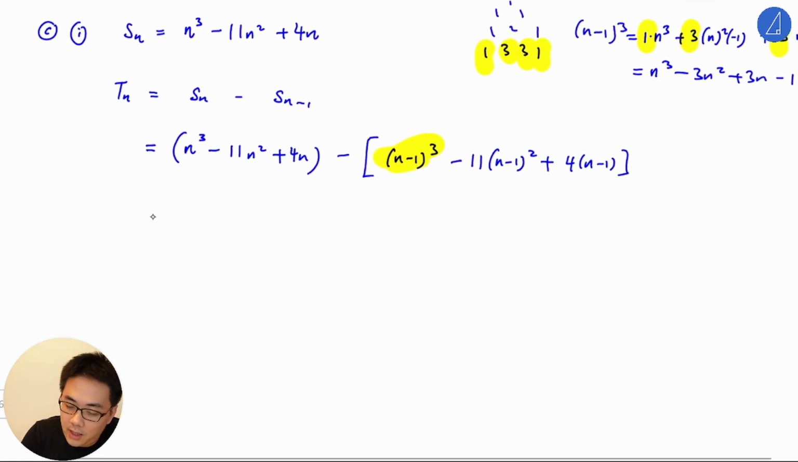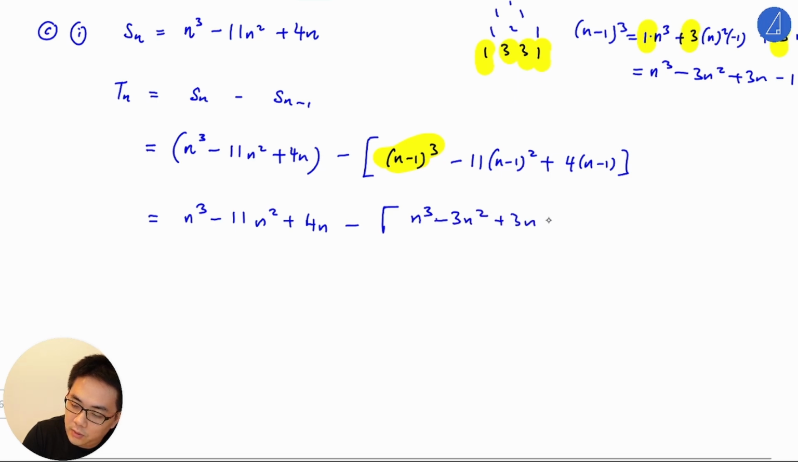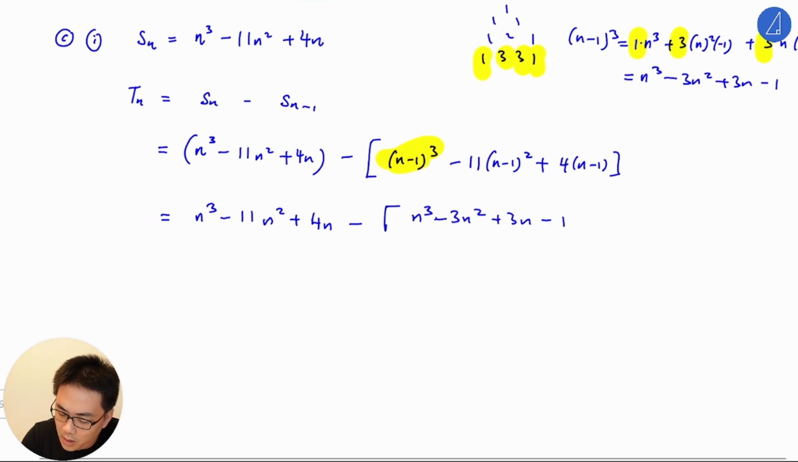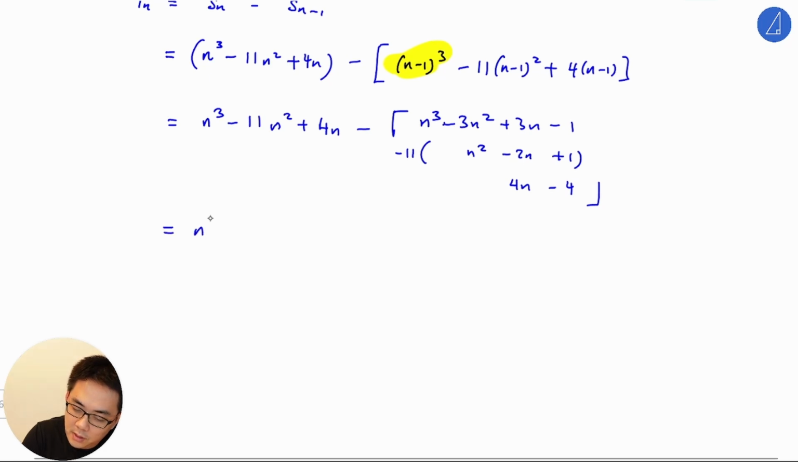And also I usually like to do this. I like to align them like that so that I don't need to worry. So this is n square minus 2n plus 1. Then I've got a 4n minus 4. So if I do this, I like to align them.